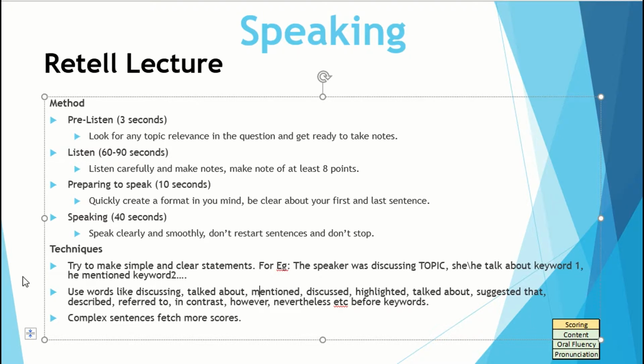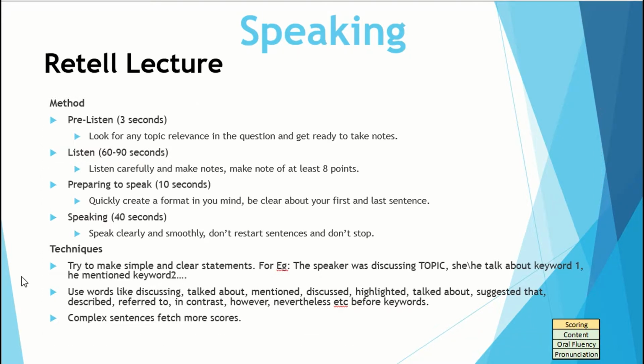It gives you a clear understanding of all the keywords you could use: mentioned, discussed, however, in contrast, referred to, describe. You could probably just stick with these keywords, these annotations, so that you could make up a clear lecture. And of course, if you want a really good score with this Retell lecture section, just make sure you're using complex sentences. Complex sentences fetch more scores.